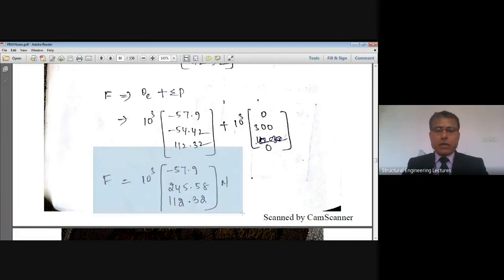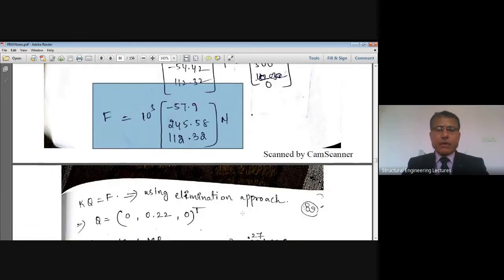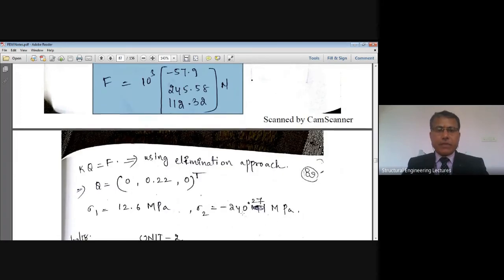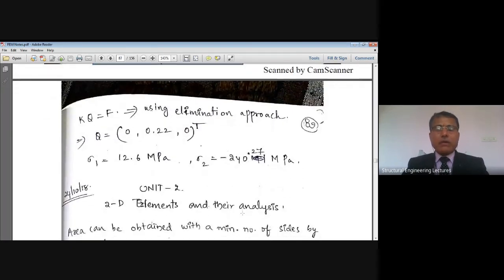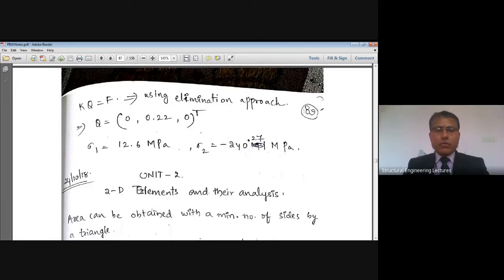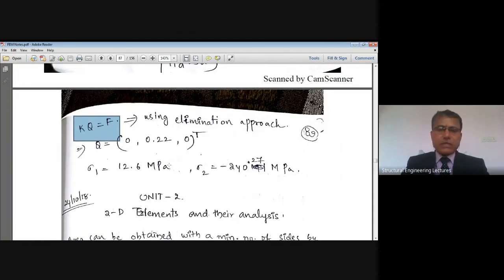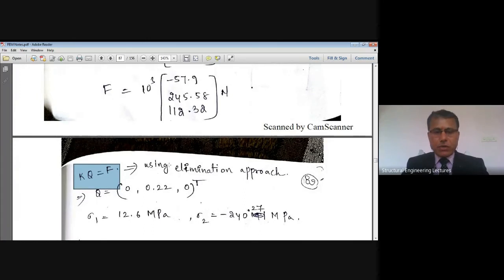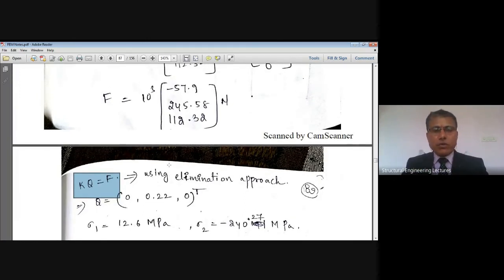The global load vector F, taking 10 to the power 3 common, in newtons or so many kilonewtons, is minus 57.9 kilonewton, 245.58 kilonewton, 112.32 kilonewtons. Now capital F is evaluated. Once F is evaluated, you can go to the elimination approach, which we have already seen in the previous discussions. The equilibrium equation is KQ equal to F, so the unknown displacement Q is K inverse multiplied by F.